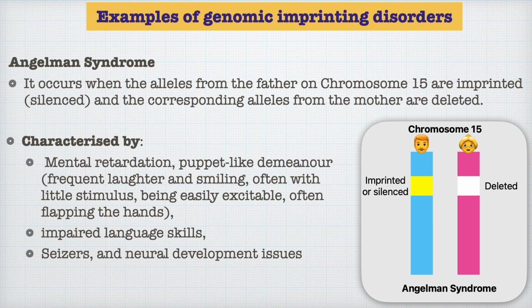With one allele silenced and the other deleted, this zygote also has no genes to make the essential protein, and the situation causes a significant clinical condition. It results in mental retardation, puppet-like demeanor, like frequent laughter and smiling, often with little stimulus, being easily excitable, frequent flapping of hands, impaired language skills, seizures, and neural development issues.